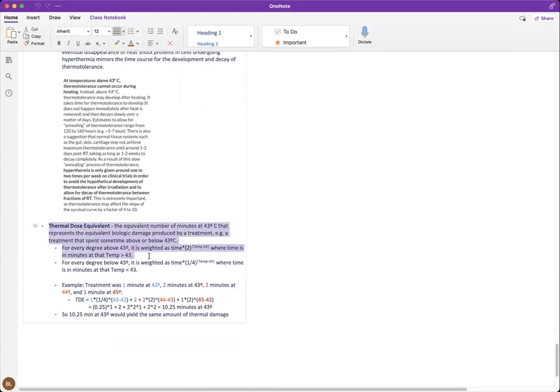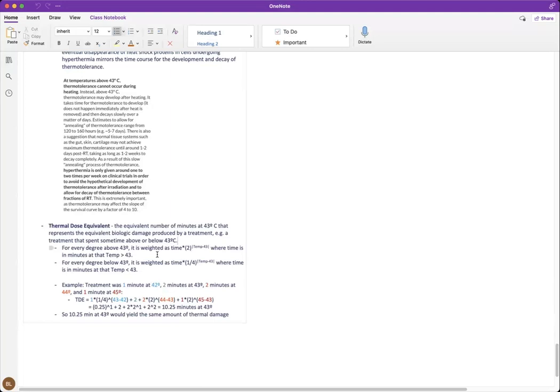Actually, I think this is a good final question about hyperthermia. So you probably will get on this. This is using thermal dose equivalents. So doing something for X minutes at a certain temperature represents some equivalent biologic damage produced by the treatment. So for every degree that you're above 43, that time is weighted as time times 2 raised to the temperature difference.